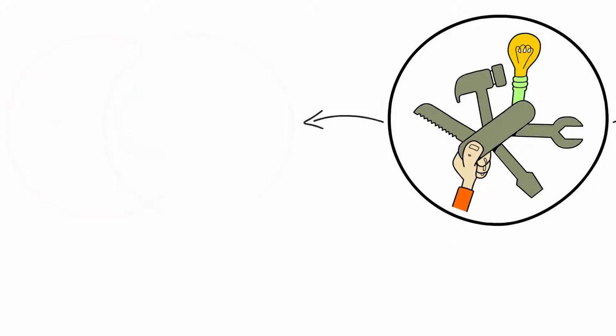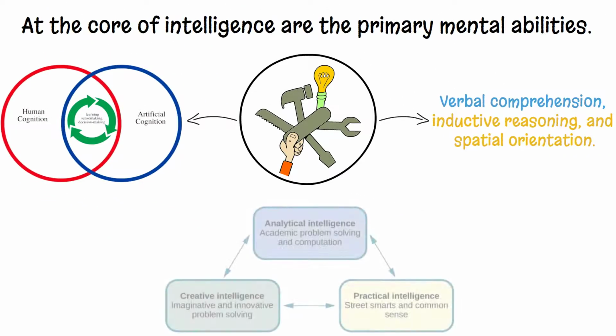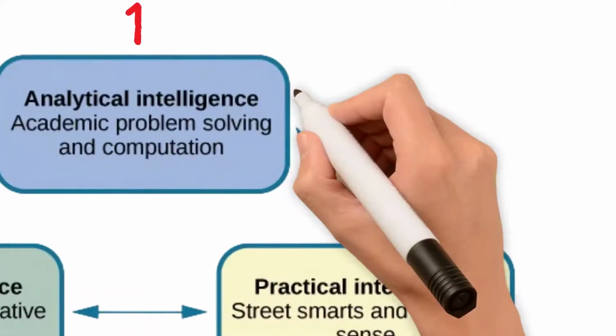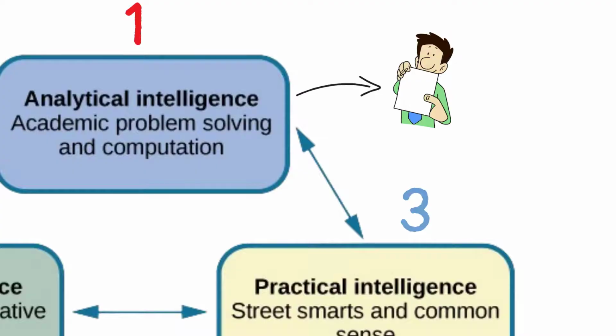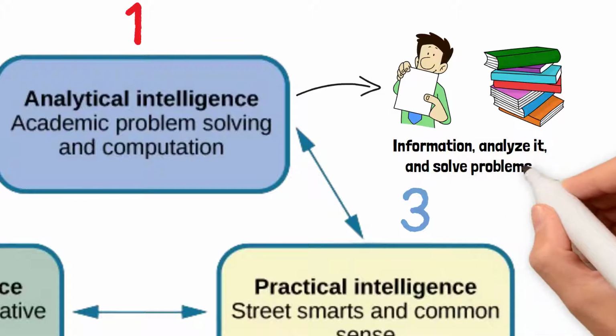Picture these abilities as the individual threads that, when woven together, form the complex fabric of human cognition. Diving into Sternberg's triarchic theory of intelligence, we find it consists of three domains: analytical, creative, and practical intelligence. Analytical intelligence is what most education systems test for. It's the book smarts, the ability to process information, analyze it, and solve problems.